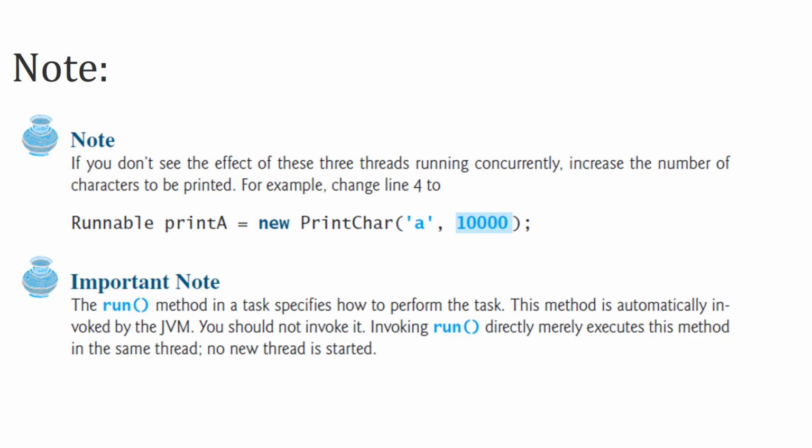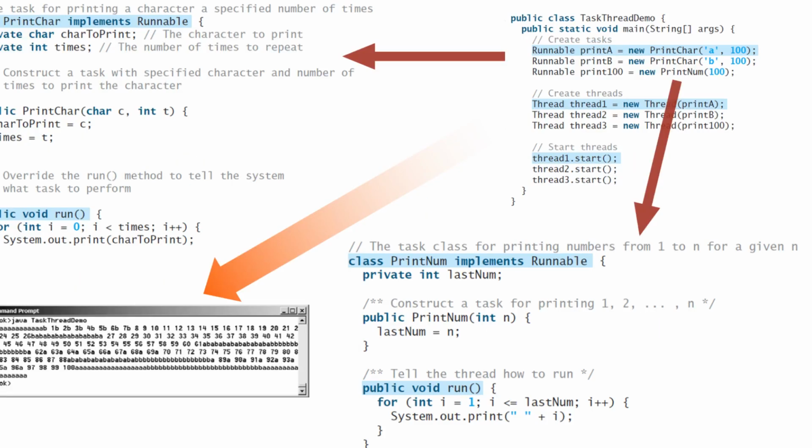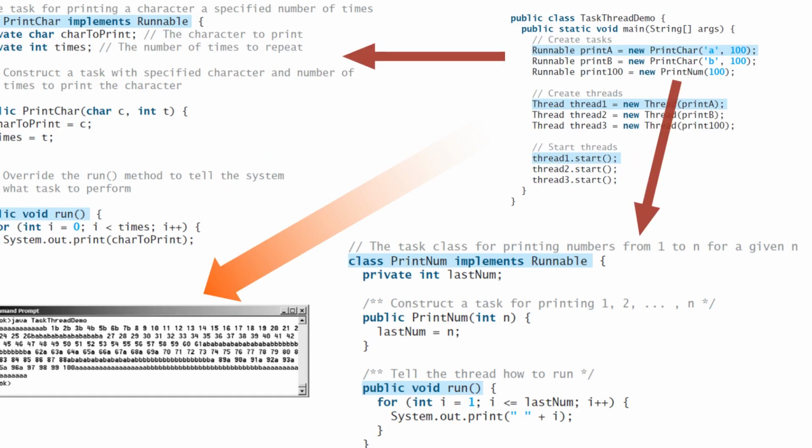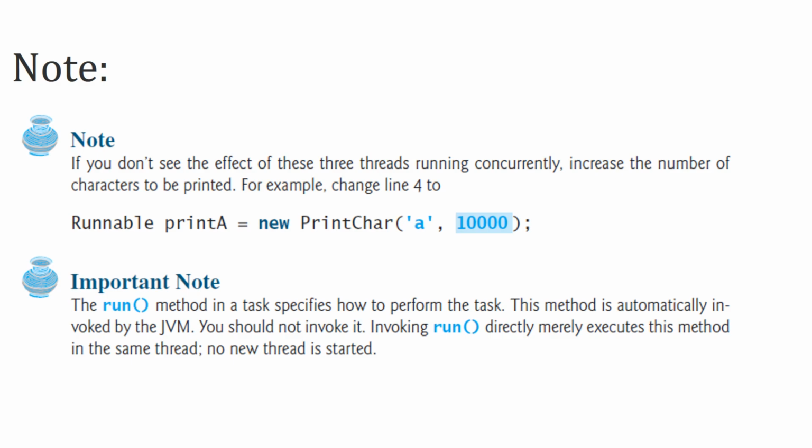If you don't see the effect of these threads, for example, if you test this on your system and you're not seeing anything, that means you are not able to show it effectively on your system. You can change this by printing more times, like instead of 100 times, try to print 1,000 times or 10,000 times. Then you will see the changes really effectively. As you can see, 3 tasks are running simultaneously.